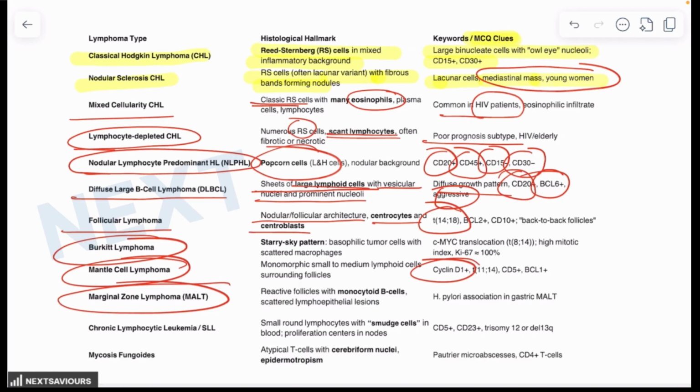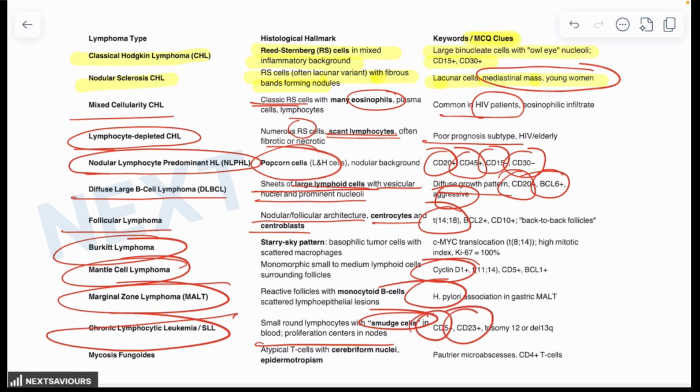For marginal zone lymphoma, you need not worry, because there will be an association with H. pylori and the gastric mucosal involvement. For chronic lymphocytic leukemia, there is going to be a smudge cell present in the blood and the proliferation centers in the nodes, along with the specific markers of CD5 and CD23, with the trisomy 12 or deletion of the long arm of 13 chromosome.